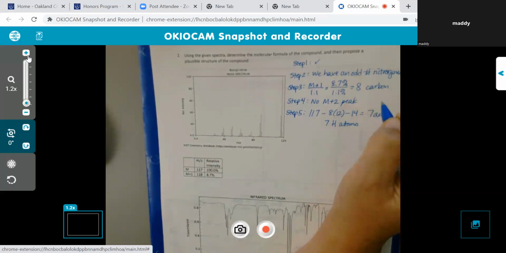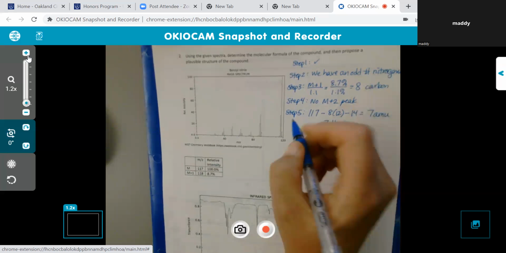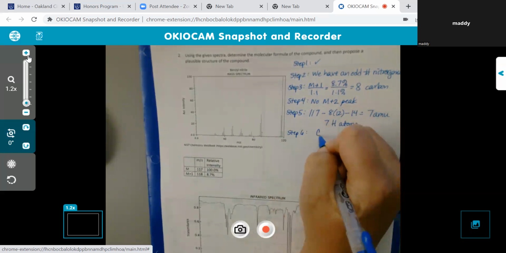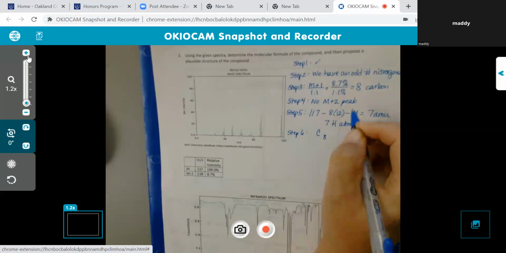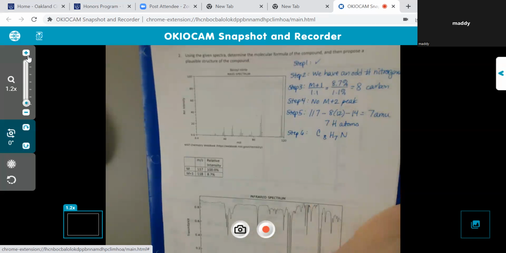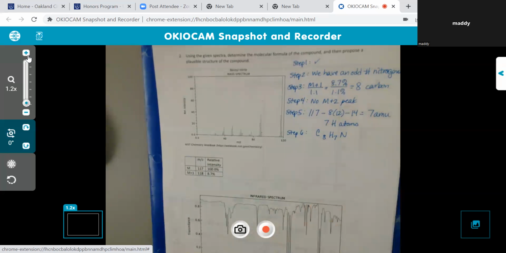Okay, so that gives us a molecular formula of C8H7N. Okay, now this problem is not just to determine what the molecular formula is, but what's a plausible structure. Okay, so that's why the IR is here as well.